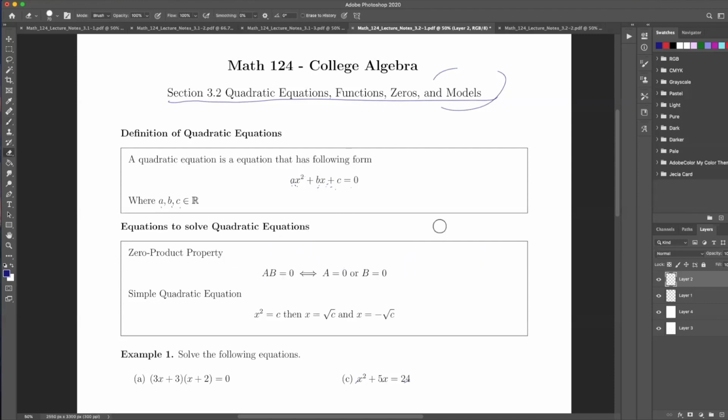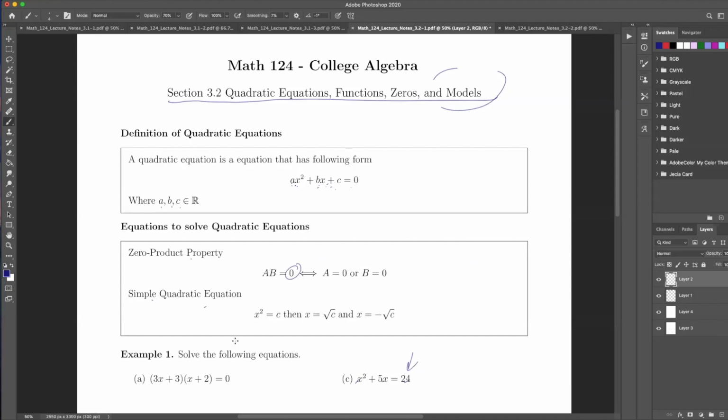Every now and then students will try to factor while this is not 0, and then it just absolutely falls apart. So make sure this is a 0. When we solve by factoring, we're using the zero product property.